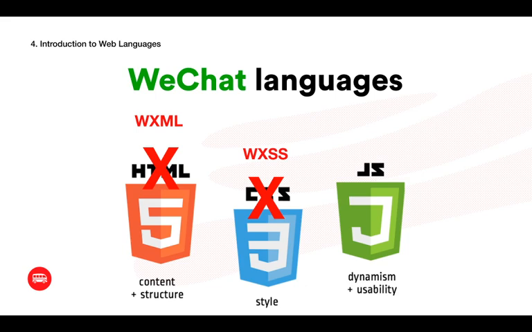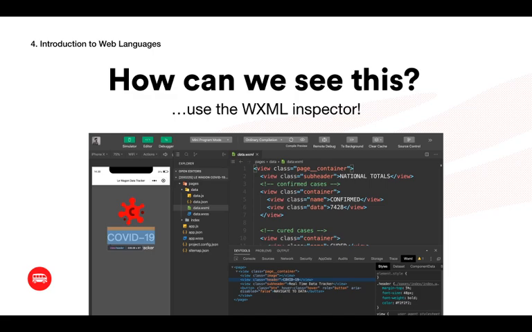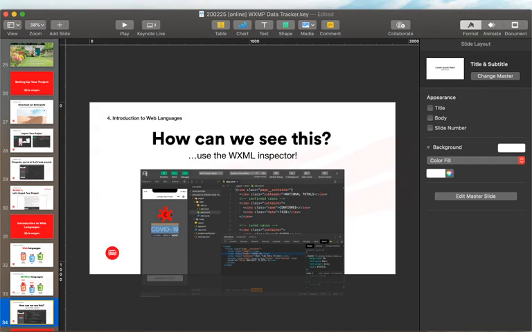And then finally, WeChat also uses JavaScript. Now they've developed their own Weixin script language, but most developers today use JavaScript as the logic layer in their WeChat mini programs. So let's look at a quick example of HTML, CSS, and JavaScript and where these are in our code.